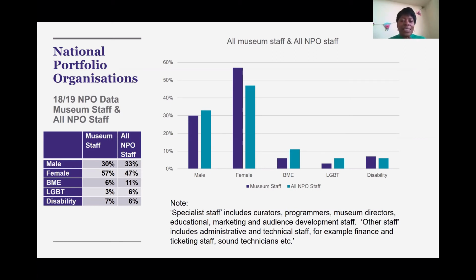There's a slightly higher disabled workforce in museums, 7% compared to 6% across the portfolio. But obviously, both of these figures are very low, and there is underrepresentation, as I say. And there's 3% less LGBT workforce in museums than across the portfolio, although I would say here that we do have much higher levels of unknowns and prefer not to say. So that gives a bit of a picture in terms of the workforce in museums and across the portfolio.